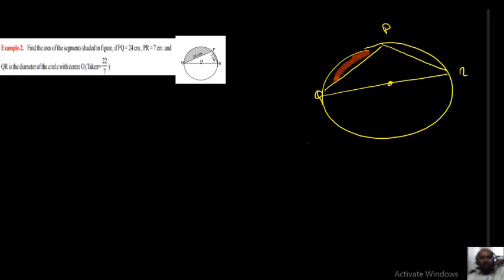So you want to find this shaded area. This area should be found. So here is 90 degrees. This is center O. PQ is given as 24. This is given as 7. Okay, we need to find the diameter. Without the diameter you can't find the area of the semicircle.